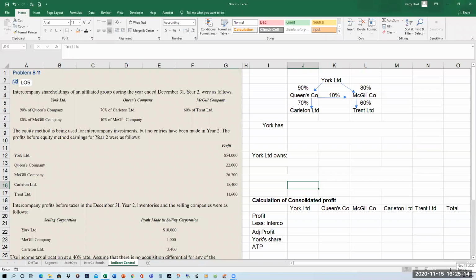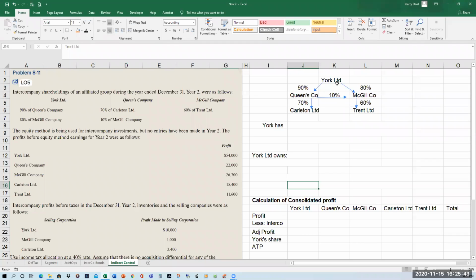Here's an example from the textbook, problem 8-11. We're given information about an affiliated group during the year ended December 31st, year 2. We're told that York Limited owns 90% of Queen's Company and 80% of McGill Company. Queen's owns 70% of Carlton and 10% of McGill, and McGill owns 60% of Trent.